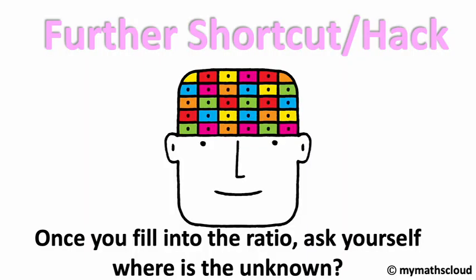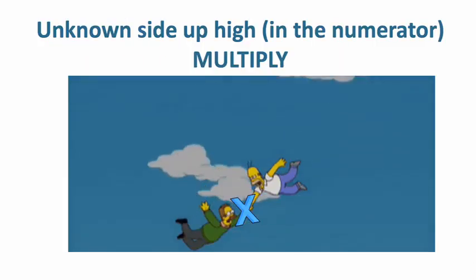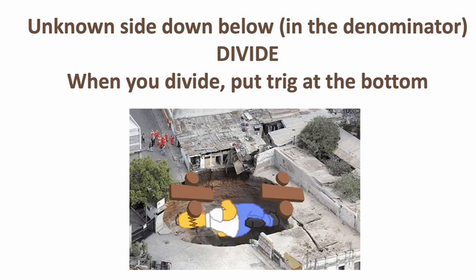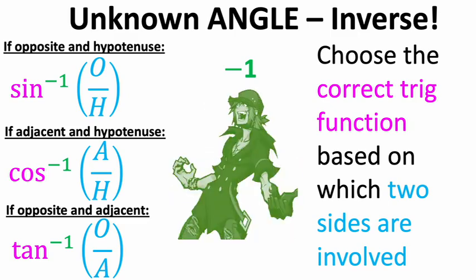Here's a nice shortcut that complies. Unknown side up high, multiply. Unknown side down low, divide. Trig at the bottom as your guide. Unknown angle, inverse will untangle.